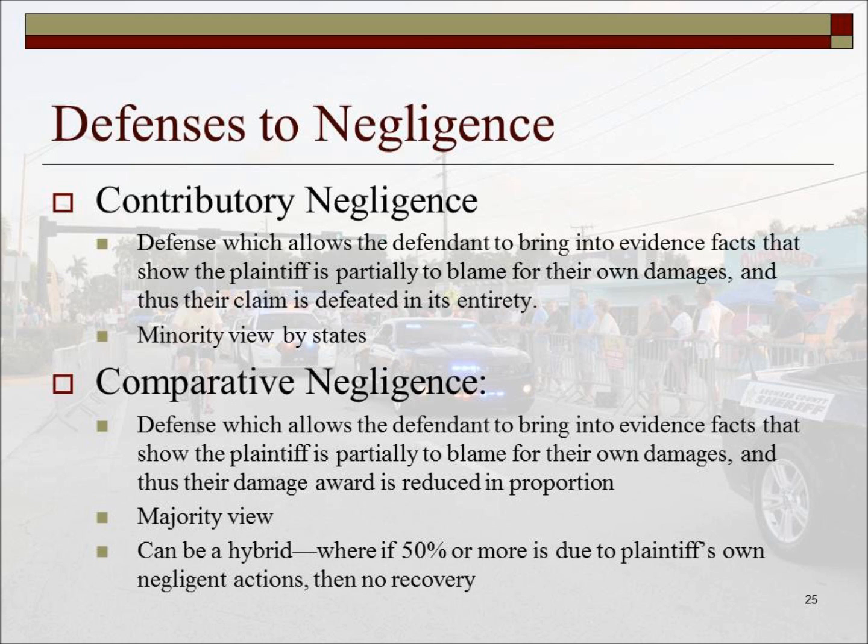So comparative negligence is like a sliding scale defense. Whatever the percentage to blame that the plaintiff is responsible for, their monetary award is offset or reduced in proportion to that percentage. Now, some states that adopt comparative negligence do a hybrid, and they say, listen, if there's evidence that the defendant produces that shows the plaintiff is more than 50% to blame, they get nothing. Some states adopt that approach as well.